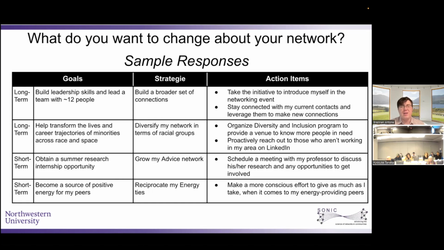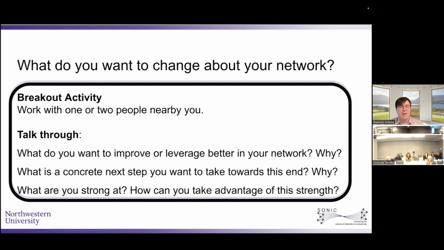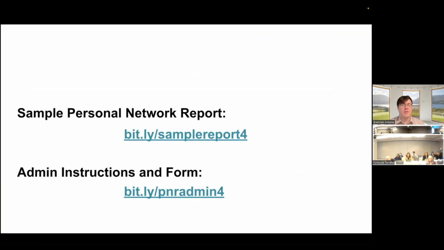That's the format and the takeaway we want people to have from the exercise: they've taken the time to think about their networks, map them out, see what they are, and hopefully formulate some of their own action items. And the breakout activity is part of that.